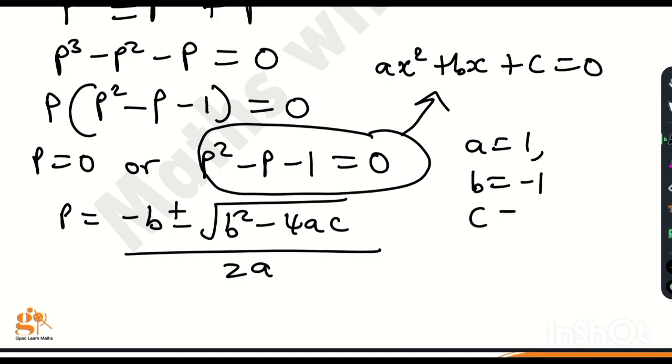And c will be equal to what? -1, which is a constant term. So I'm going to put all of this into the quadratic formula so that I can get the value of p. Now let's do that right away.